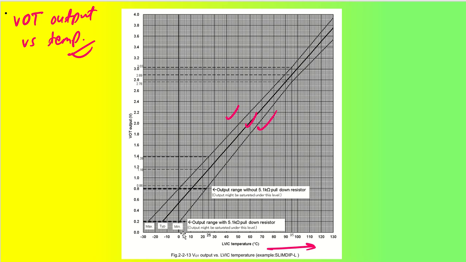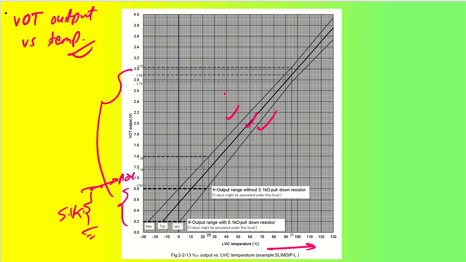So below around 25 degree centigrade, we have very low voltage. In that case we need one pull down resistor. That's the reason 5.1 kilo ohm was used. In that case, this can be sent to my ADC. For temperature higher than 25 degree centigrade, this is the normal range, from 25 degree centigrade up to, let us say, 100 degree centigrade. It can give you a good amount of voltage output.